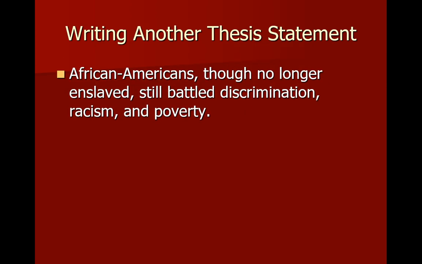So let's look at another thesis statement. African Americans, though no longer enslaved, still battled discrimination, racism, and poverty. You can tell by the way that this is written that my first assertion is going to be about discrimination, my second assertion will be about racism, and my third assertion will be about poverty. And that these will fall in that order. Body paragraph 1, discrimination. Body paragraph 2, racism. Body paragraph 3, poverty. And if I'm following the 5-prong or 5-paragraph essay format, I will have an introduction, 3 body paragraphs that are outlined in my thesis, and a conclusion.